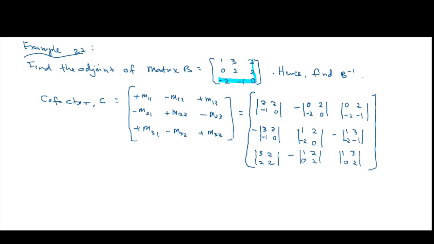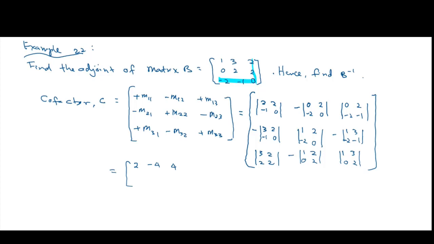Okay, and then we are going to evaluate. When we evaluate, we will have 0 minus negative 2, that is 2. And then here we have 0 minus negative 4, which is 4. 4 times negative, it is negative 4. The next one will be 0 minus negative 4, which is 4.